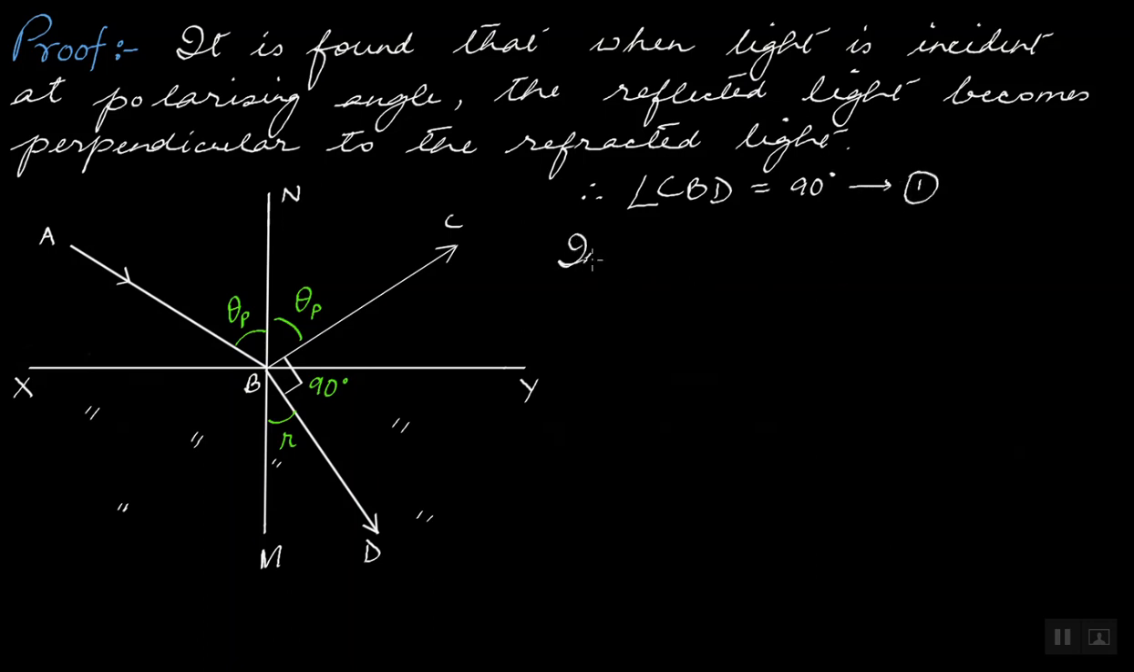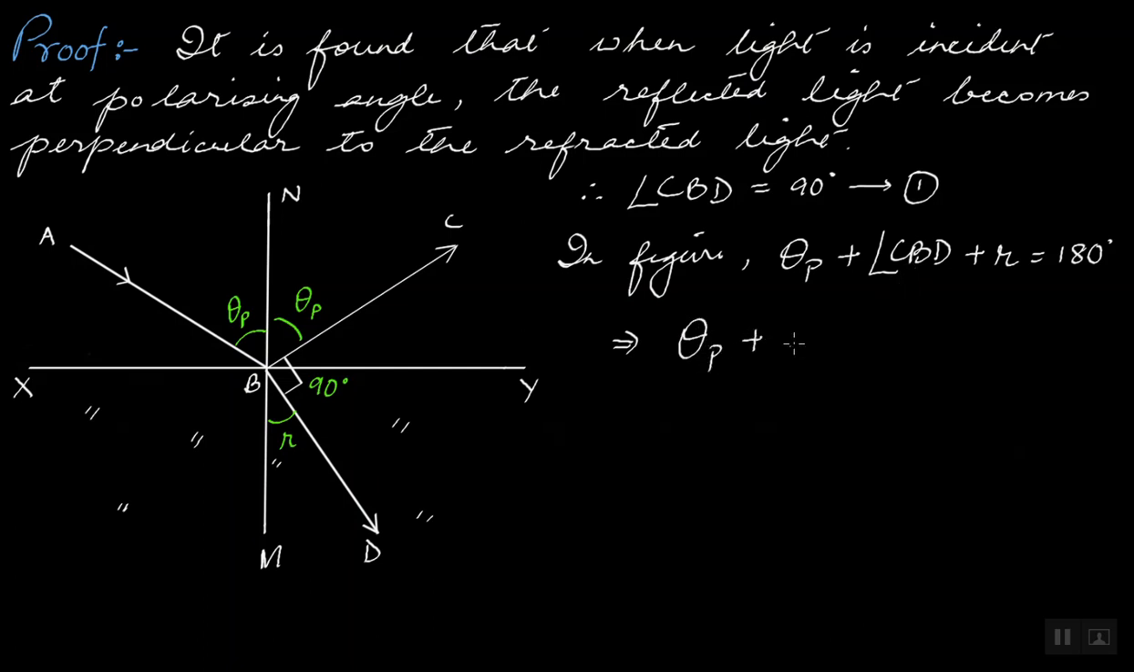Now in the figure, what is the sum of theta p plus angle CBD plus angle R? This is 180 degrees, yes or no? This angle plus that angle is 180 degrees. So theta p here plus 90 plus R is 180 degrees. Therefore, what is the value of R here? This will be 90 minus theta p. Call this equation 2.